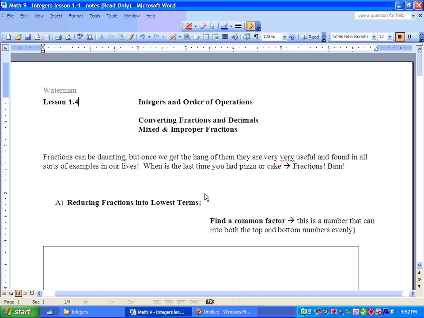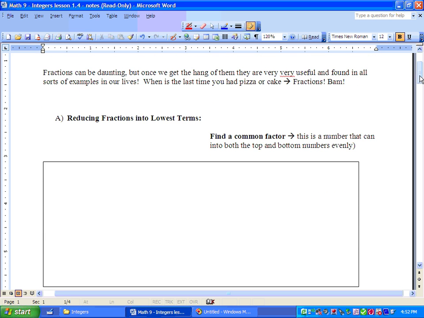Alright, so, some people don't like fractions. I actually love them because whenever I think about fractions, I think about cake and pizza. If you've eaten cake and pizza in the last little while, or shared something with somebody, you've had to do some fractions, or something to do with fractions. So the first thing we're going to do is reduce fractions into lowest terms.